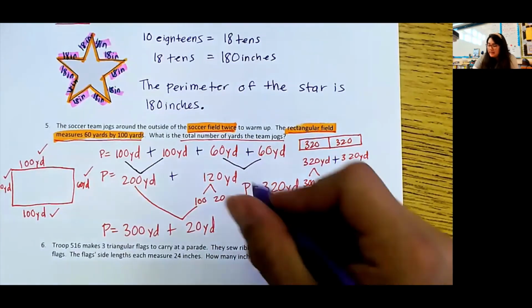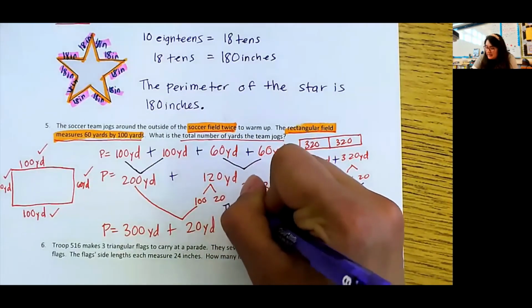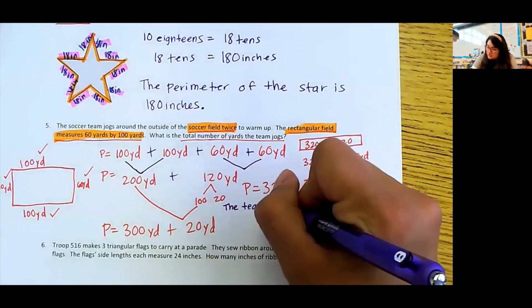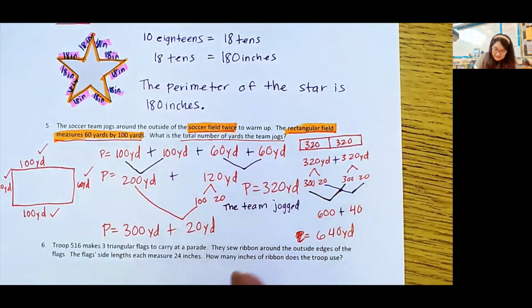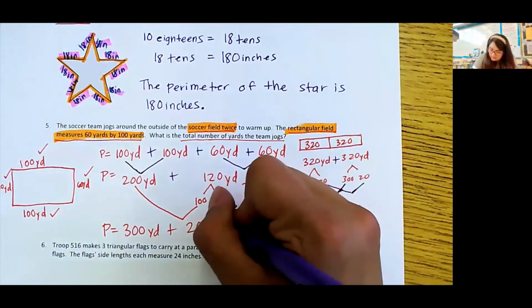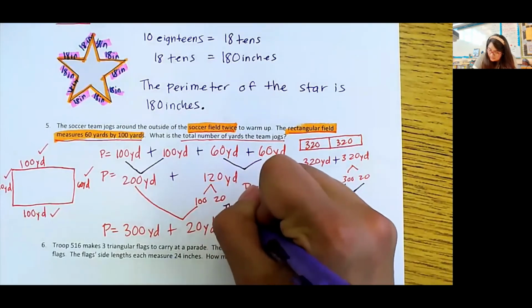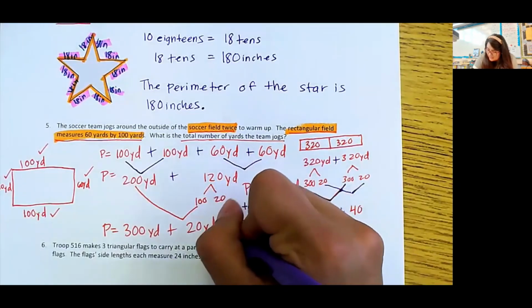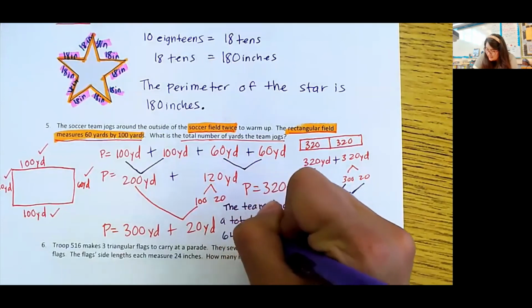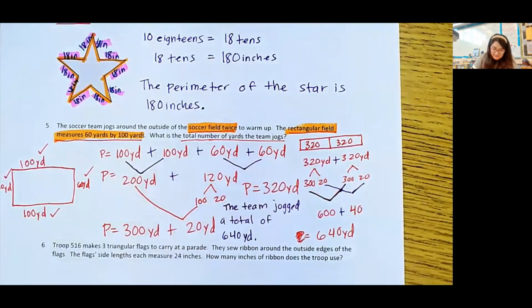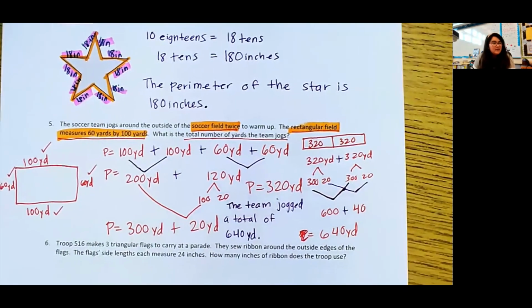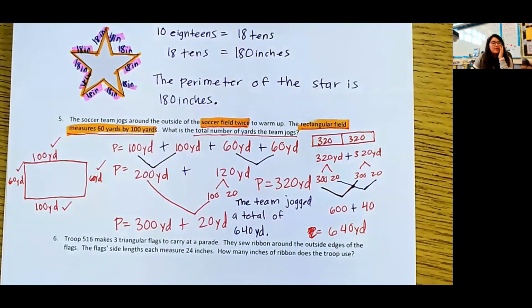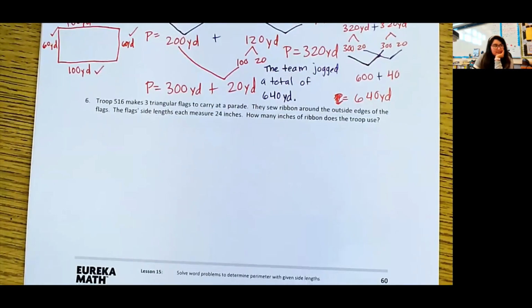I'm gonna write it here. The team jogged a total of 640 yards. Okay, go ahead and pause it if you need more time to check your work or to do it with me. And then let's look at number 6.